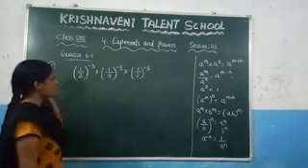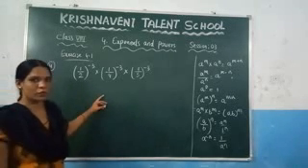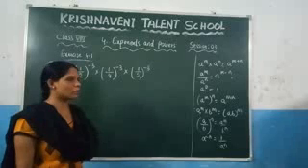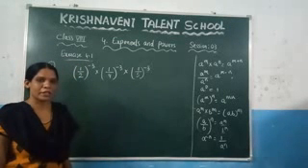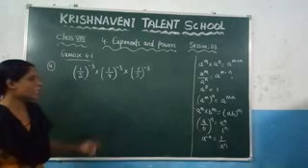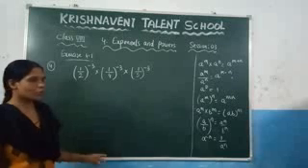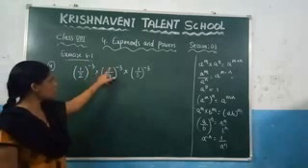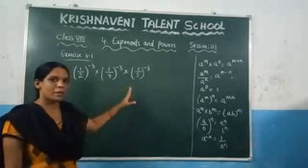So this is the next problem they have given, which is (1/2)^-3 into (1/4)^-3 into (1/5)^-3. Here you can observe which law of identity you can apply. You can observe that the bases are not the same, but the powers are the same. What are the powers here? Minus 3 and minus 3.